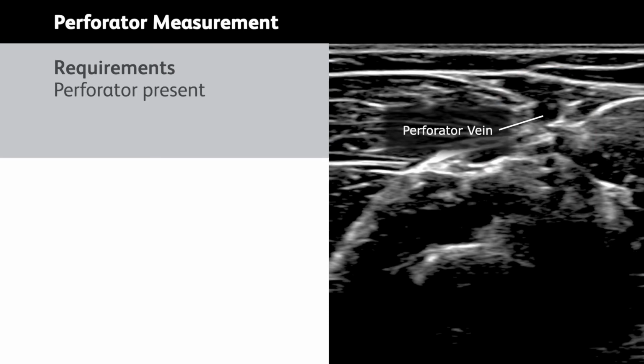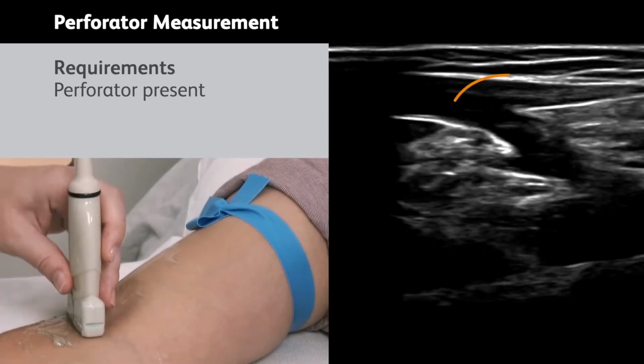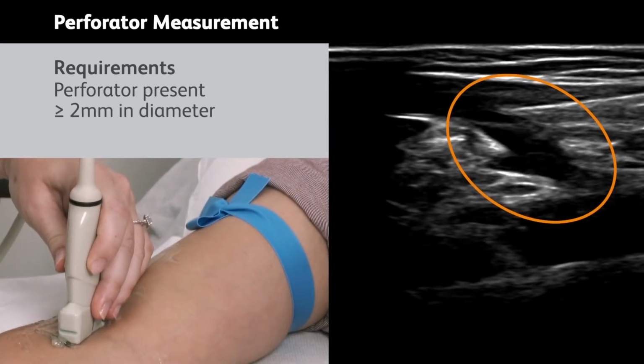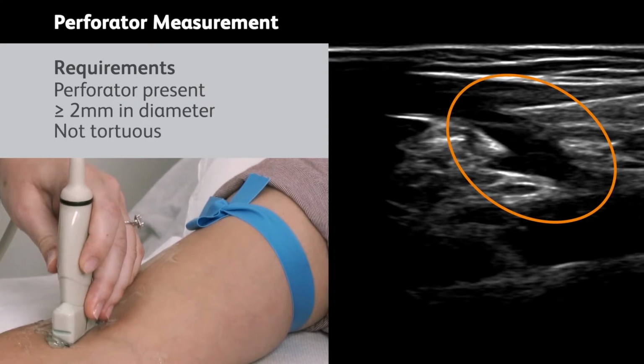While observing the perforator, it is important to measure the perforator in the longitudinal view, as it must be at least 2 millimeters in diameter and cannot be tortuous. If you confirm the patient has a perforator and that it is at least 2 millimeters in diameter, you can continue screening the patient to identify if they are a WavelinQ EndoAVF candidate.